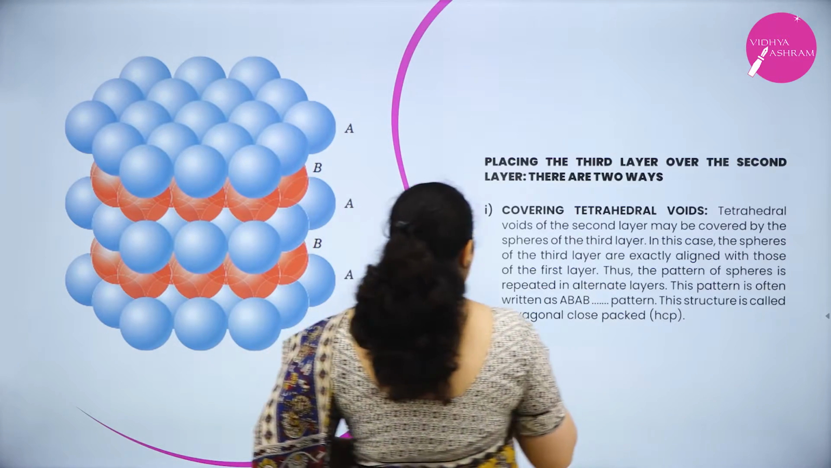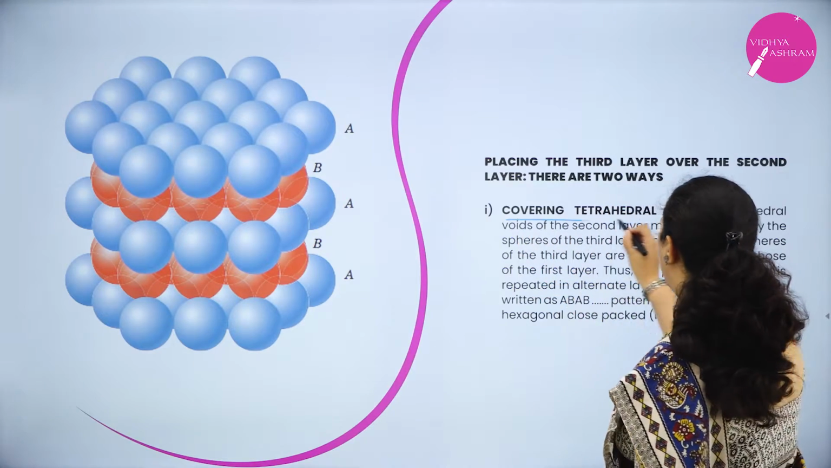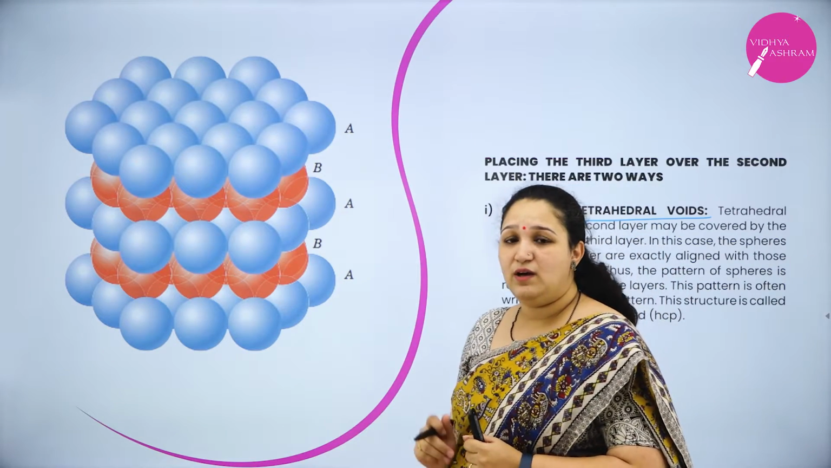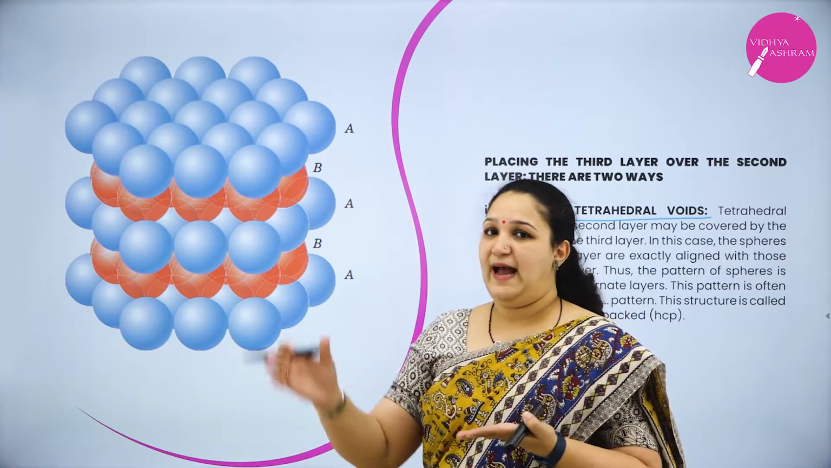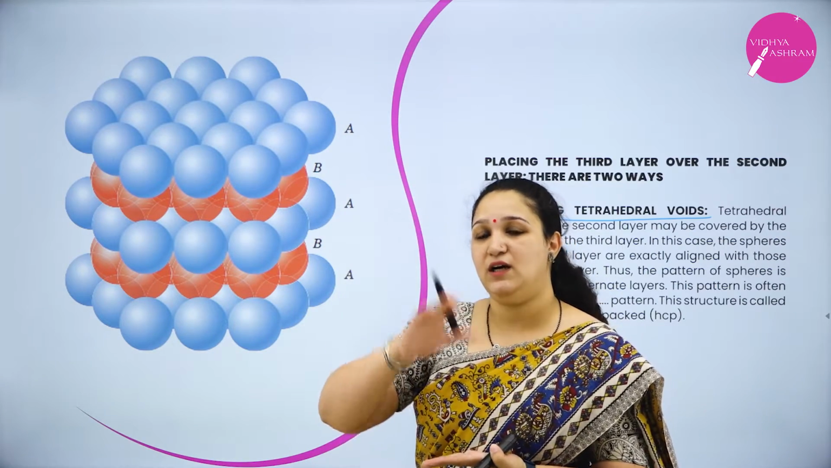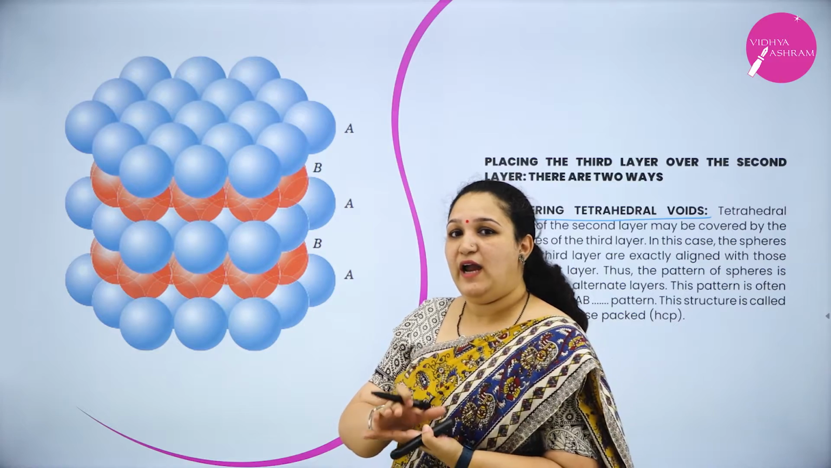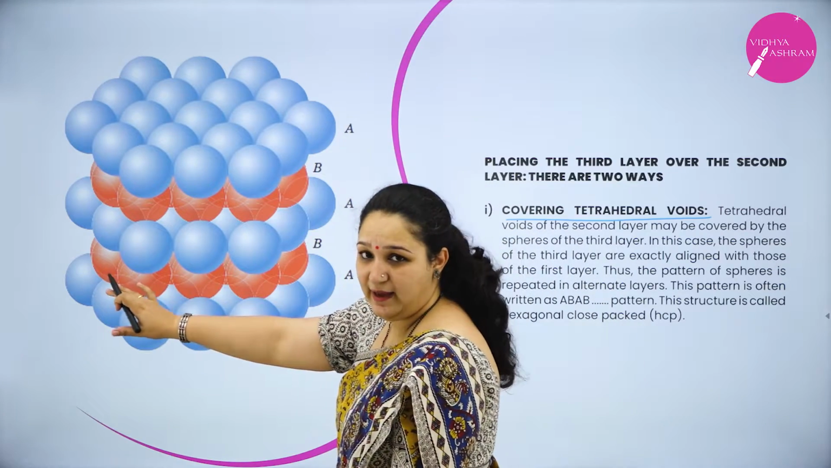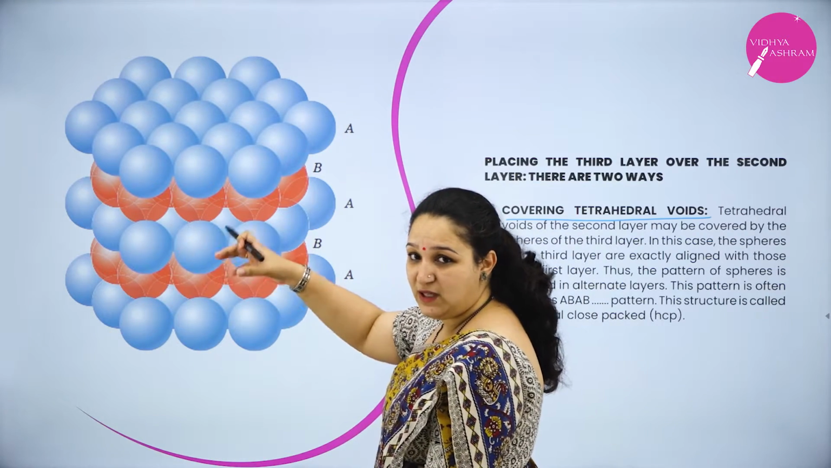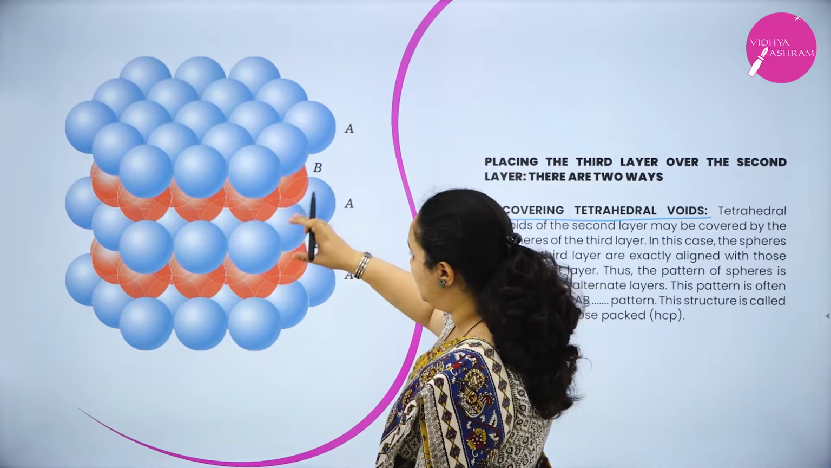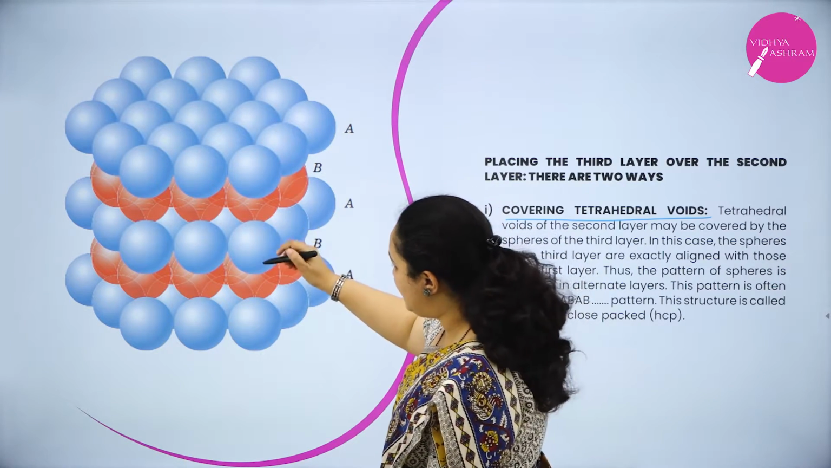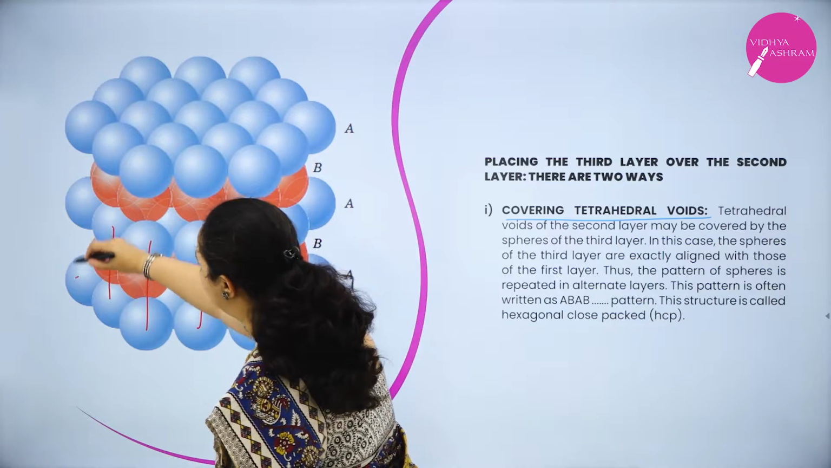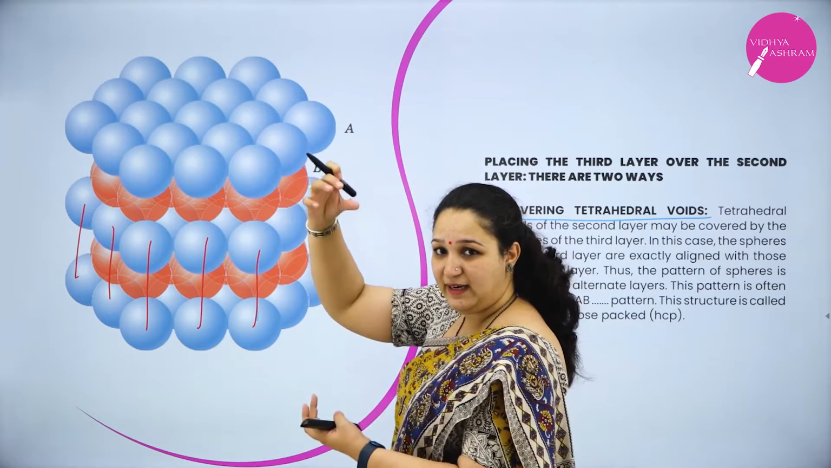Now see, the first one is covering the tetrahedral void. Now here, first layer we got, I kept the second layer. When I keep the third layer of hexagonal close packed, it will be aligning with the first one. You can see first layer is called A. Second layer is B, which was kept in the grooves of the layer A. Now, the third layer when it is placed, if it is exactly aligning here, you can see, it is exactly aligning with one another. That means they are one above the other, they align together.